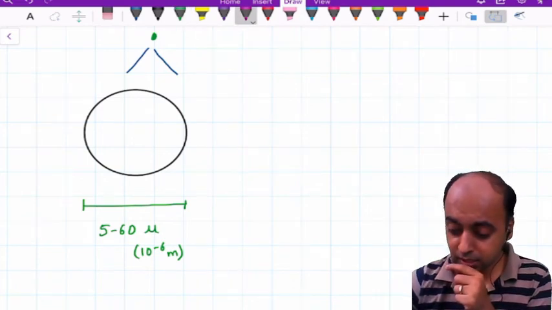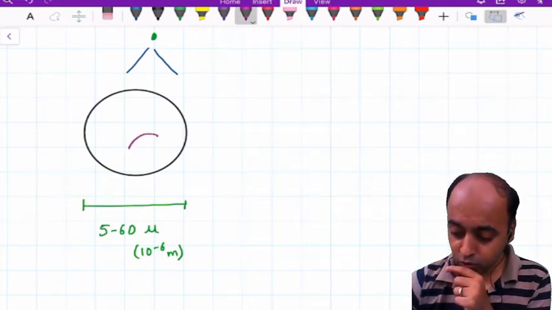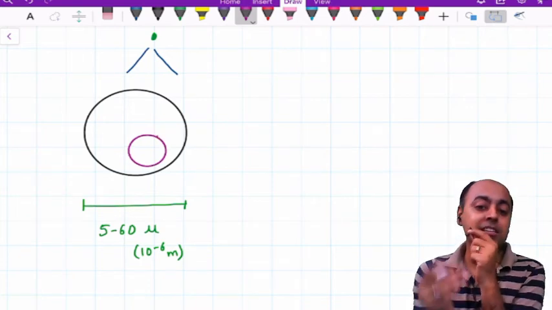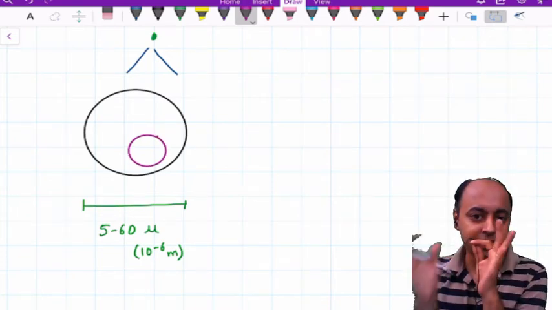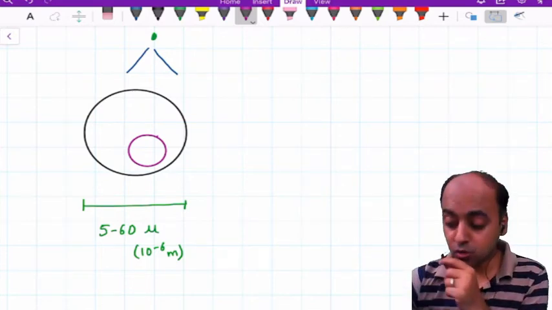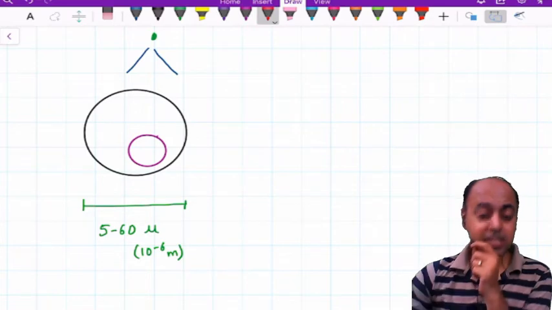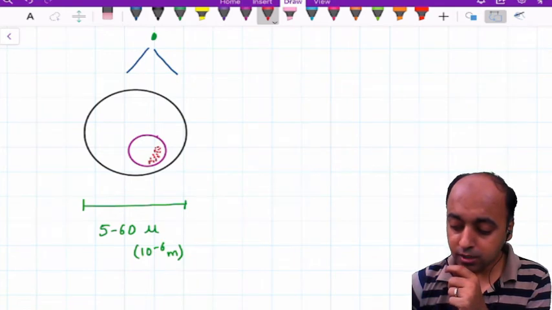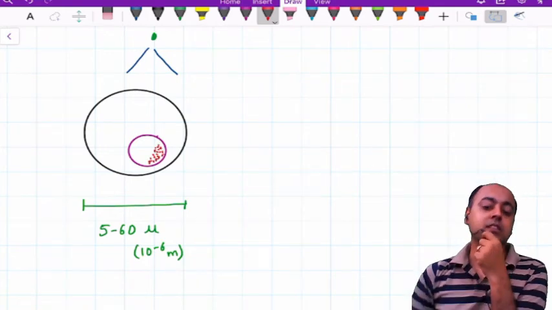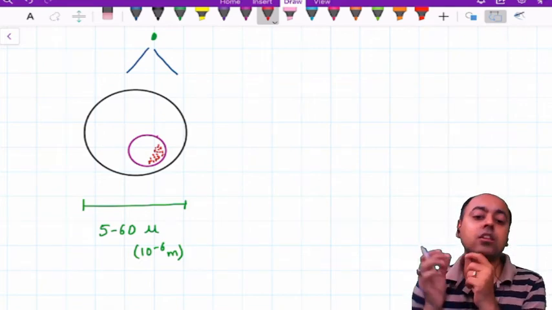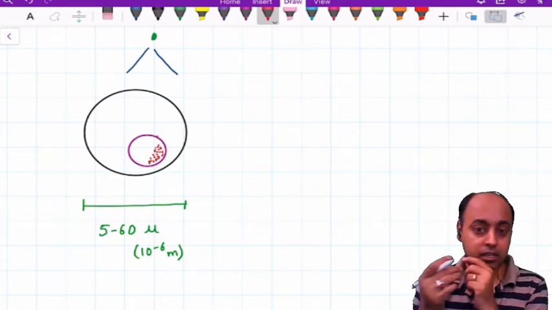Now, within this cell, we have the nucleus, which is obviously occupying a smaller space in comparison to the cell. And within this nucleus, in one of the corners, all the different 46 DNA chromosomes are sitting.